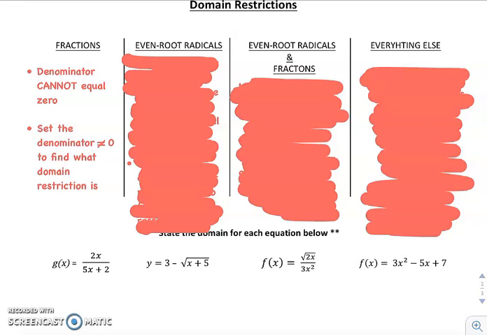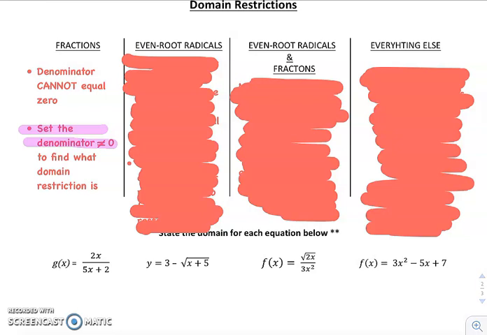The first one is fractions. And you know this, you probably just never thought about it specifically. When you have a fraction, your denominator can't be equal to 0, right? Because you can't divide by 0. So when you're trying to find a domain restriction, all you do is set the denominator not equal to 0, because we don't want the denominator to be 0. And then we find what the domain restriction would be.